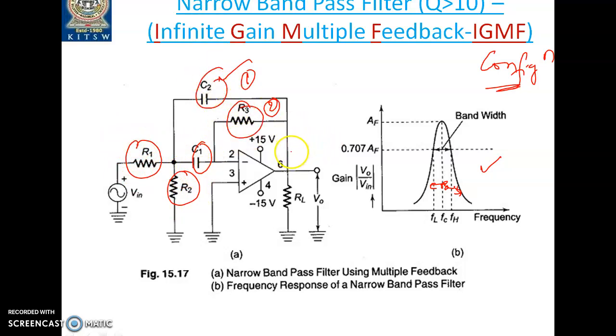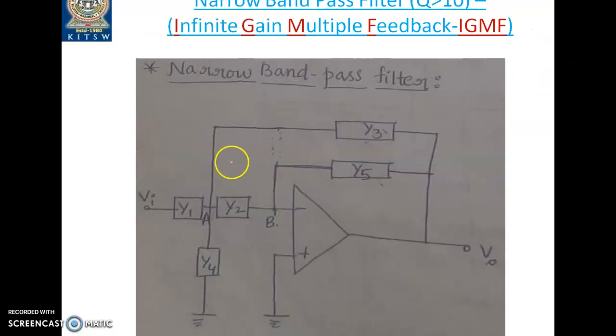If you consider admittances and apply KCL and Ohm's law or nodal analysis, whichever is comfortable to you, you will be getting the transfer function of the narrow band pass filter. So this is the circuit diagram for the narrow band pass filter. We have modified it in such a way that we are considering admittances Y1, Y2, Y3, Y4 and then Y5. And the two nodes also we have mentioned.